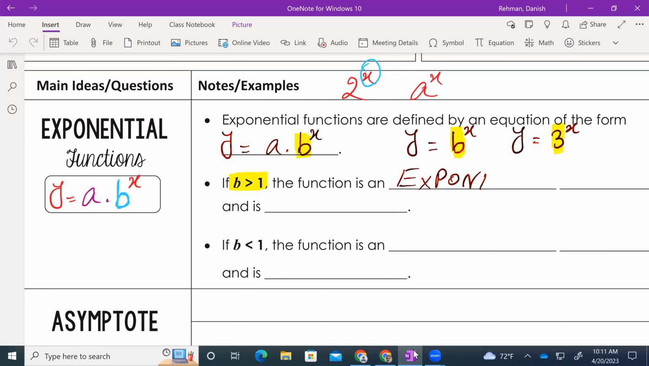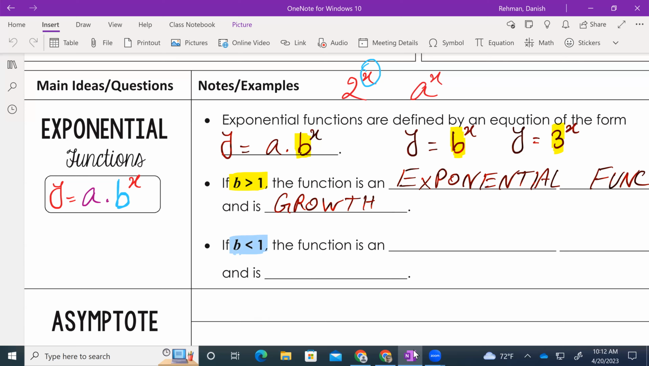This will be an exponential function. What type of an exponential function? Keep it in mind, this will always be a growth. Whenever you have b greater than 1, a 3, a 2, or a 4, that function will be a growth. And the second case, if b is less than 1, what can be an example of that?